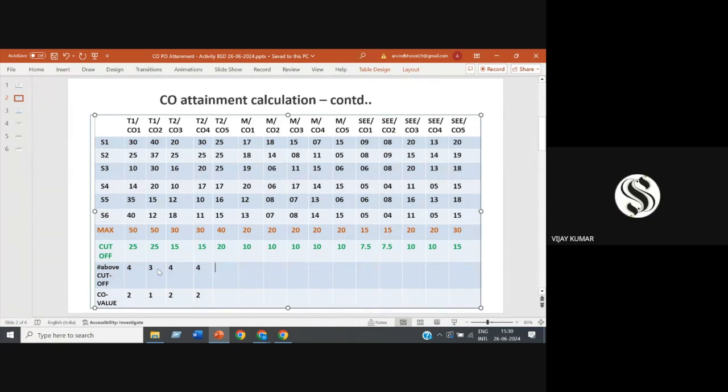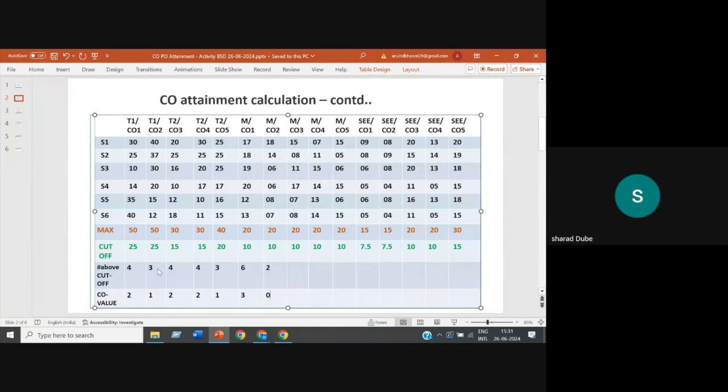For this particular one, 3 and 1. The CO value will be 1. Yes. For the next column, 6 and 3. 6 means 3, right? Yes. And 2 and 0. 2 and 0.